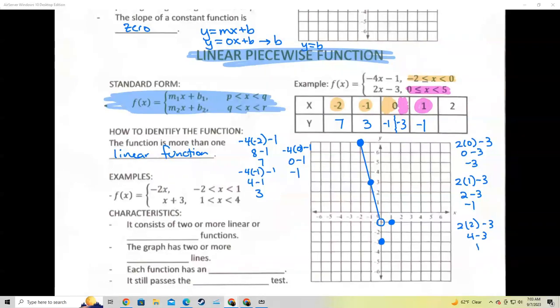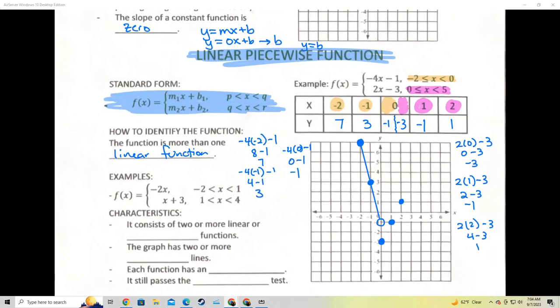So when I plugged in the 2, sorry, that should have been in pink because I plugged it into the pink set. Couple mistakes there, sorry. When I plugged in the 2 into the pink set, the answer I got was a 1. So I'm going to go ahead and plot 2 comma 1, put a dot.